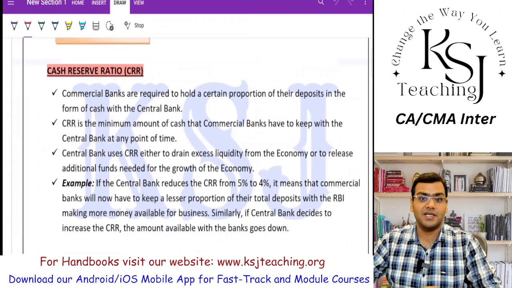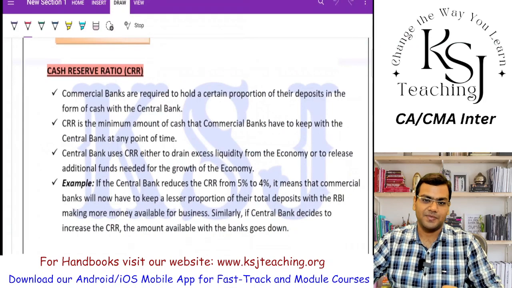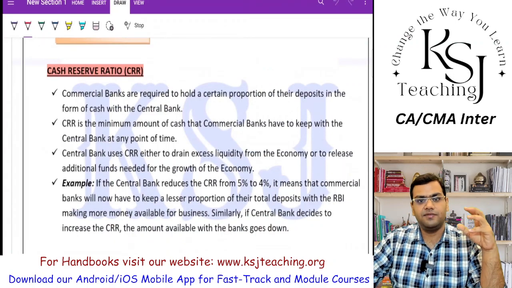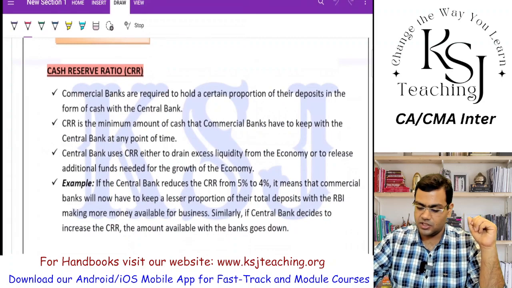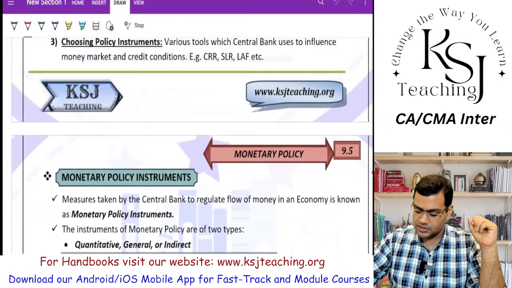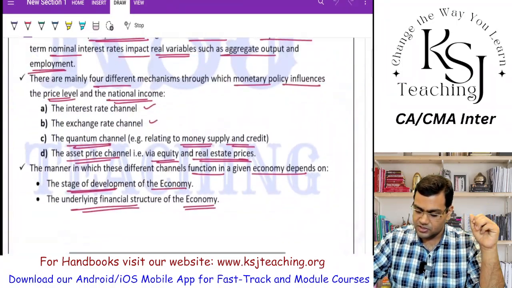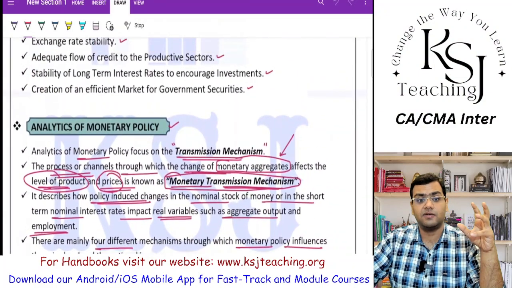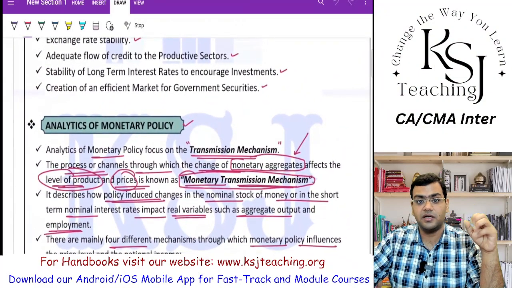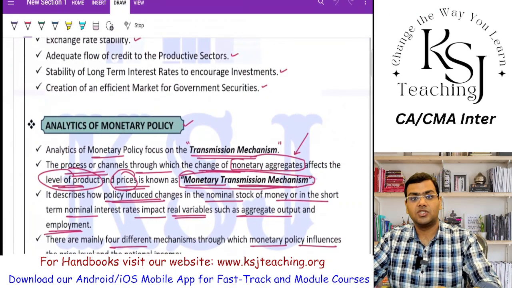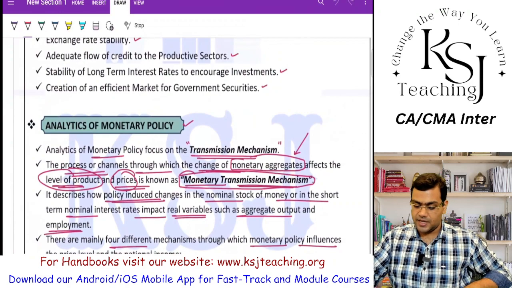And what we have been discussing, sir, is monetary policy, right? So what is monetary policy? We discussed the various instruments in the last lecture. What we discussed was that monetary policy instruments and operating procedures we have to study in this lecture. In the last lecture, we studied the basics of monetary policy, as well as the analytics of monetary policy.